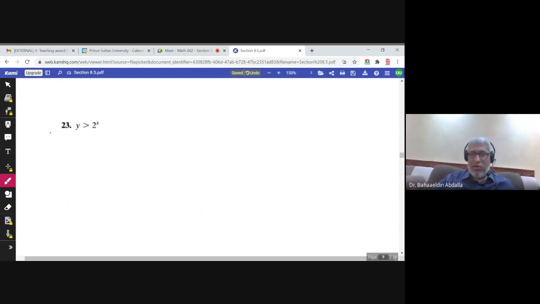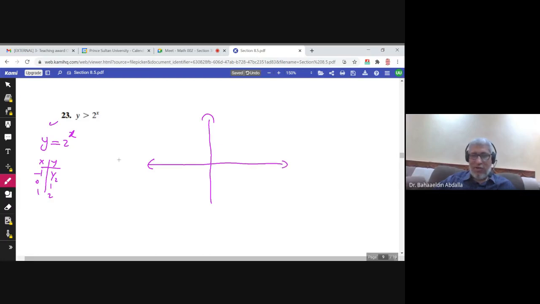Let us solve question 23. Change it to an equation, y equals 2 to the power x. Now, what is this? This is an exponential function. If you remember, if you choose negative 1, 0, 1, then this is half, this is 1, and this is 2. This is what we studied in chapter 4, if you remember.